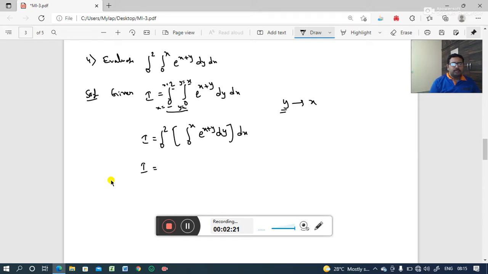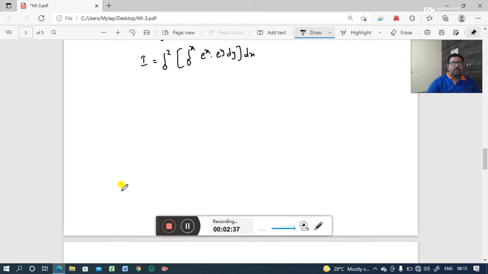Next, integral 0 to 2, integral 0 to x, e power x plus y, you can split it as e power x into e power y dy dx. So I is equal to integral 0 to 2, here we are integrating with respect to y, therefore e power x is constant and the integration of e power y is e power y itself. Limits are from 0 to x, dx.